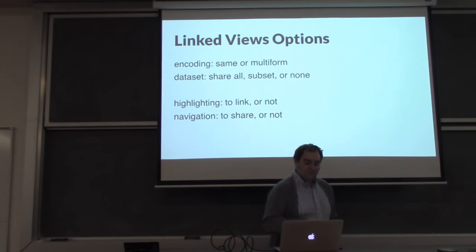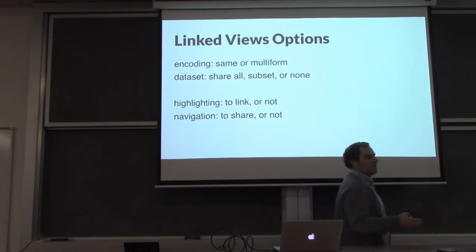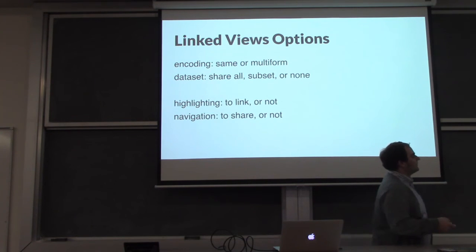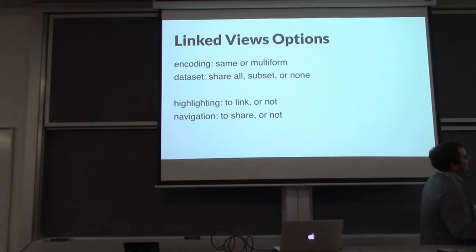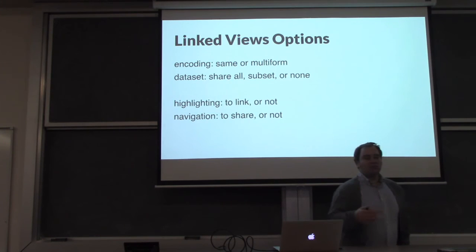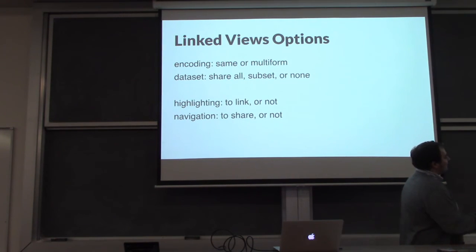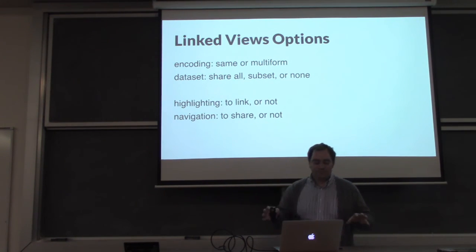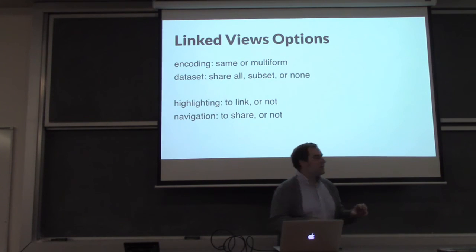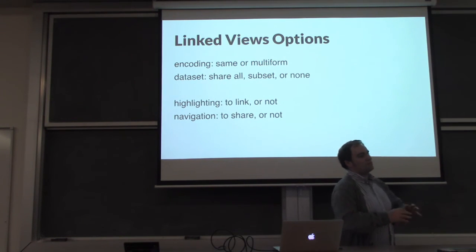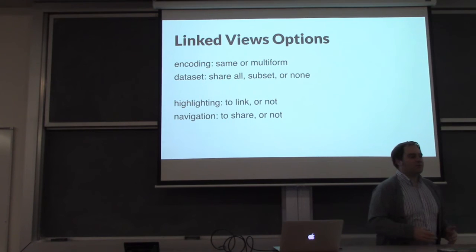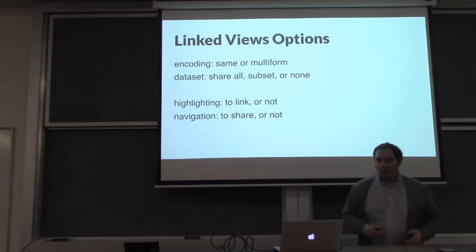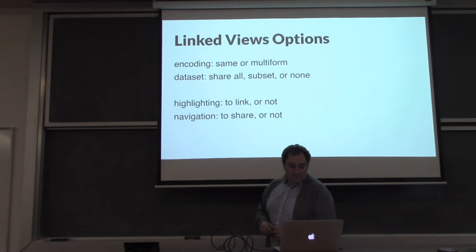There are a couple of different options. So first, the encoding can be the same or multiform. And so we'll use this term multiform a couple of times today. That means that we use different encodings for at least some shared data. And the data set can be completely shared, so I can show the same data with two different views. It could be a subset, like one view could show all of the data, the other could only show a subset of the data, or it could not be shared at all.